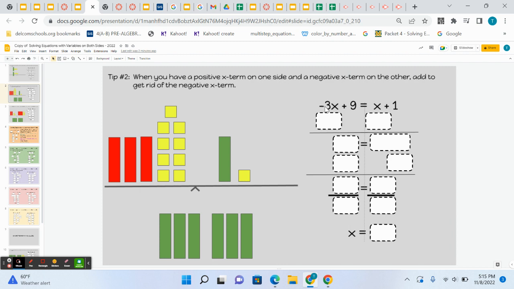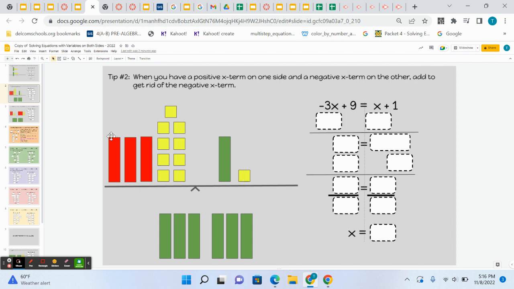When you have a negative term of x on one side and a positive term of x on the other side, my recommendation is to get rid of the negative one. Okay, so we have negative 3x plus 9 balances with 1x plus 1.